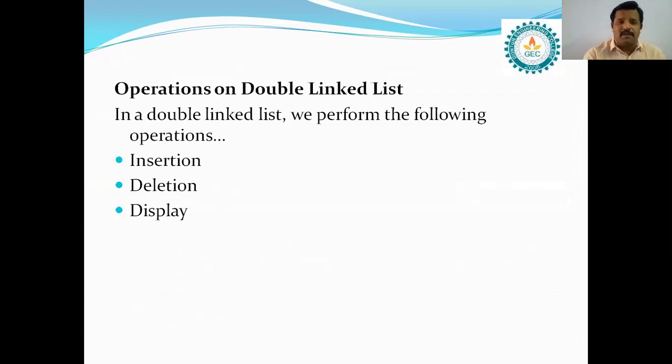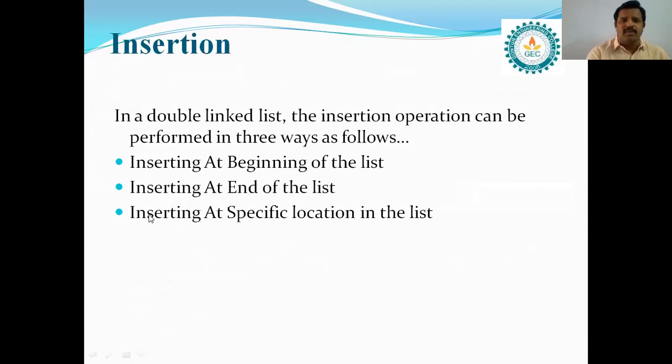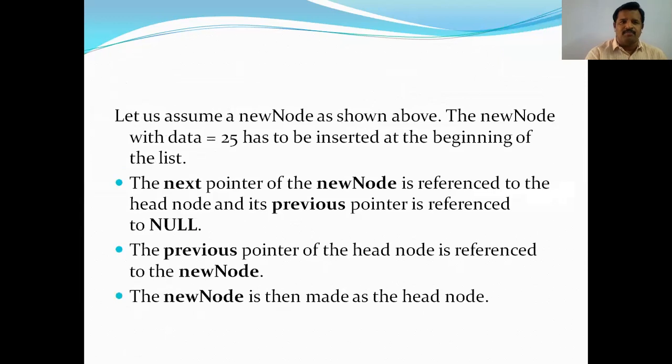What are the operations performed on double linked list? We are performing the following operations on double linked list, like insertion, deletion, and display, right? Insertion in double linked list can be performed in three ways. That means we can insert the element at the beginning, at the end of the list, and at a specific location in the list. These are the three cases where we can insert the new node into the linked list. So first, let us discuss inserting at the beginning of the list, right?